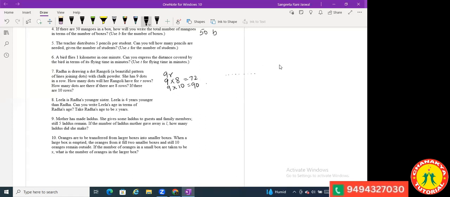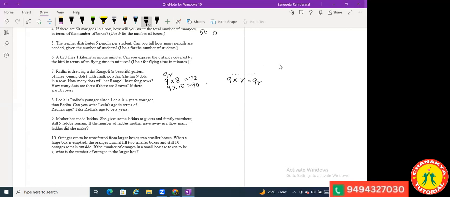So in the question they have asked how many dots will her rangoli have for R number of rows. If the number of rows is R, how many dots will it have? For R number of rows, in every row there are 9 dots. So that means the number of dots in total will be 9R. You understood this much? Yes, ma'am. Okay, now moving ahead.